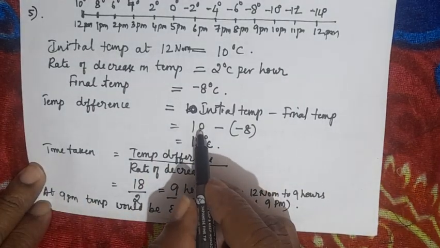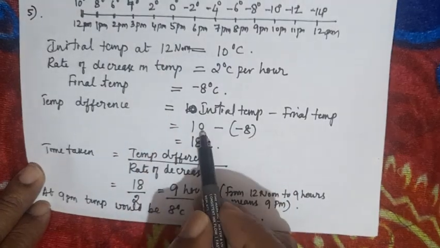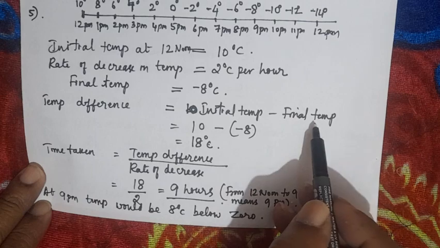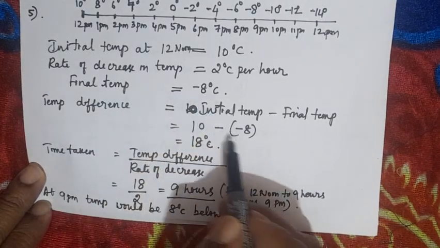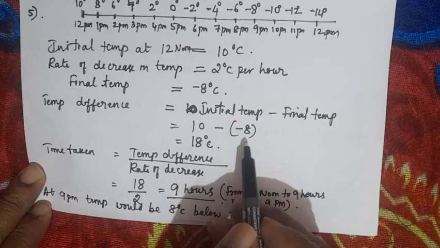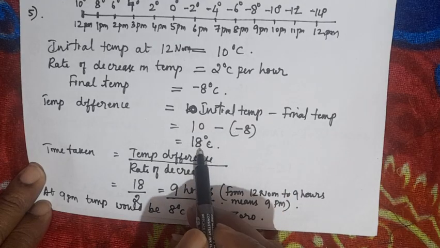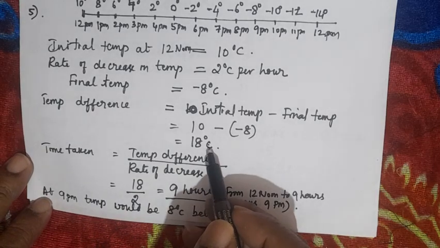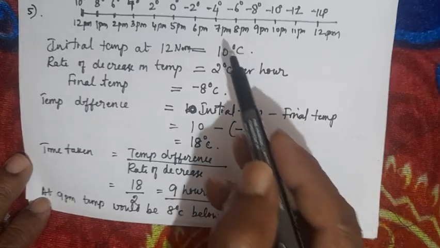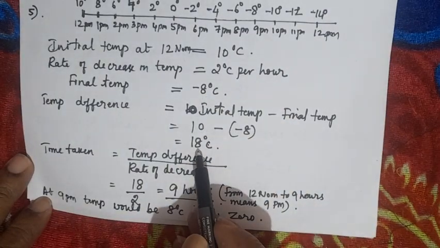So here the initial temperature is 10 degrees, that is, at 12 noon the temperature was 10 degrees, minus the final temperature. What is the final temperature? It is minus 8, so minus bracket minus 8. So 10 minus into minus plus 8, it is 18 degrees centigrade. So the temperature difference from 10 degrees to minus 8 degrees is 18 degrees.